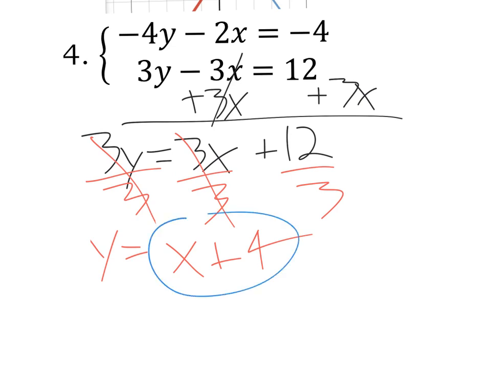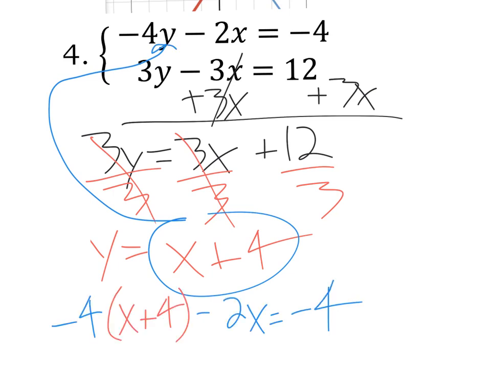Take the x plus 4, plug it in for y into the other equation, so that one right there. So replace the y with x plus 4, so I get negative 4 parentheses x plus 4 minus 2x equals negative 4.